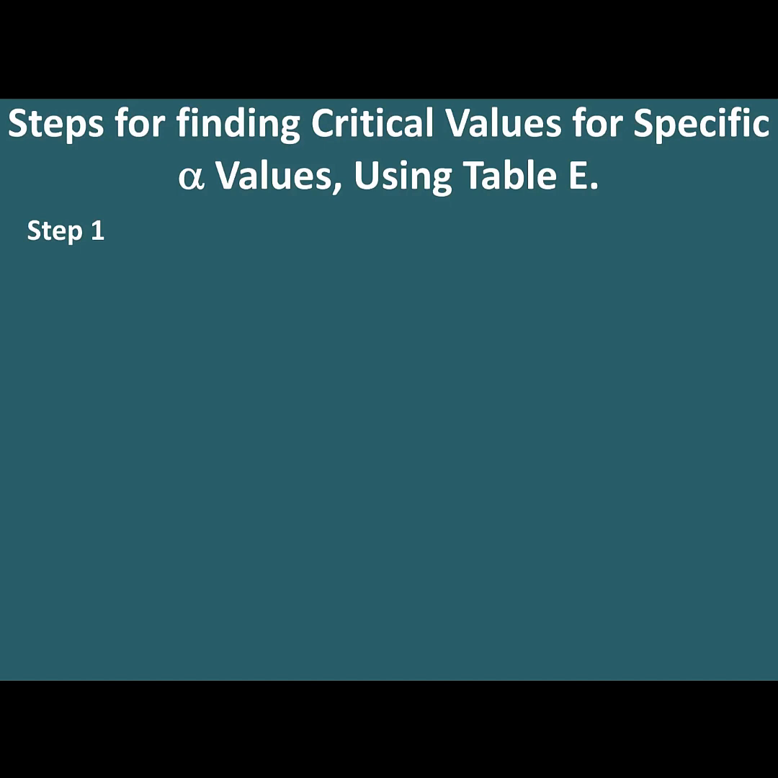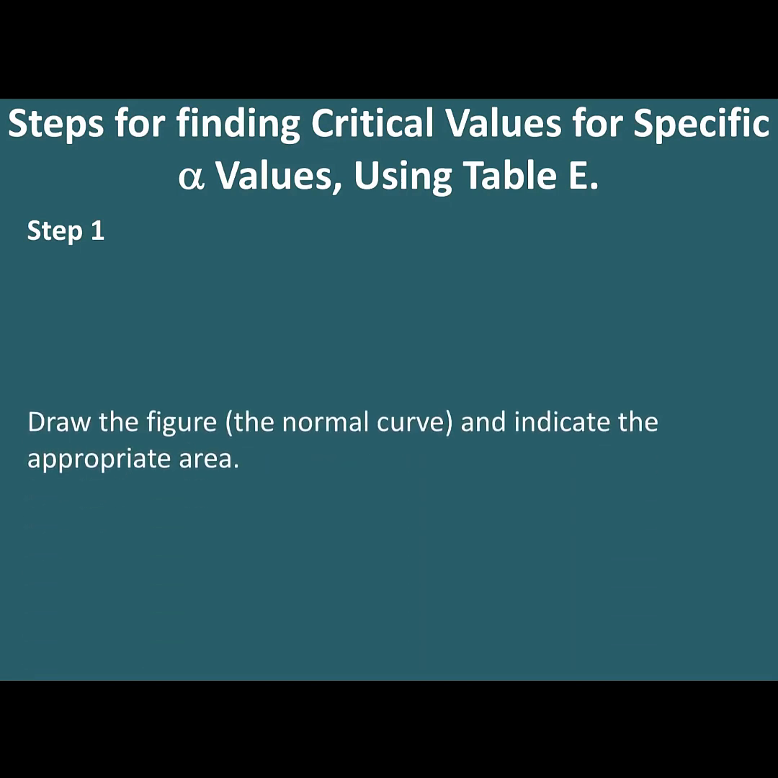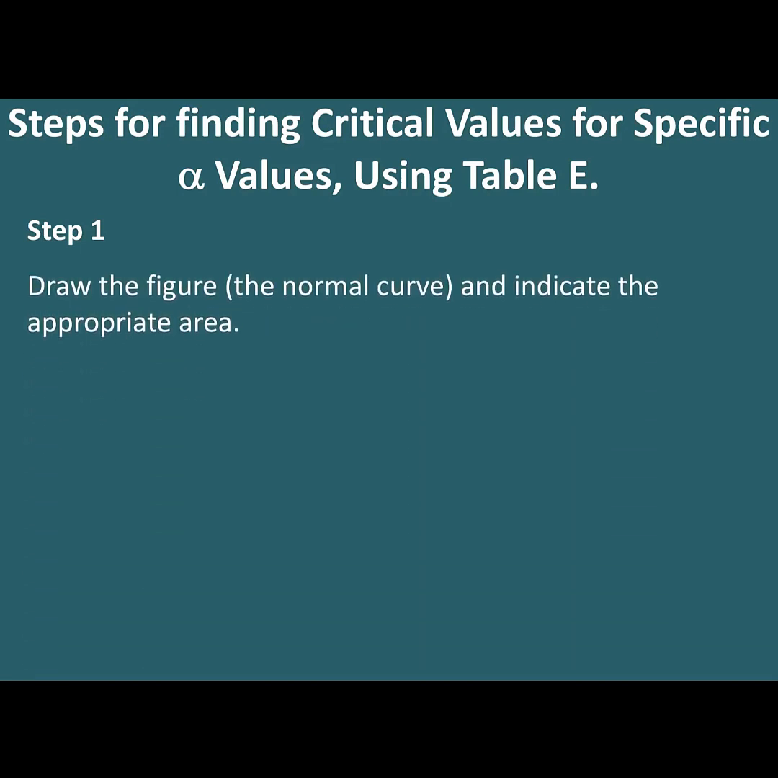Let's go ahead now and look at the steps for finding critical values for specific alpha values using the table. Step 1. First, we'll draw the figure, the normal curve, and indicate the appropriate area. You'll notice we've done this in the past. It is very helpful to have a visual before you move forward.